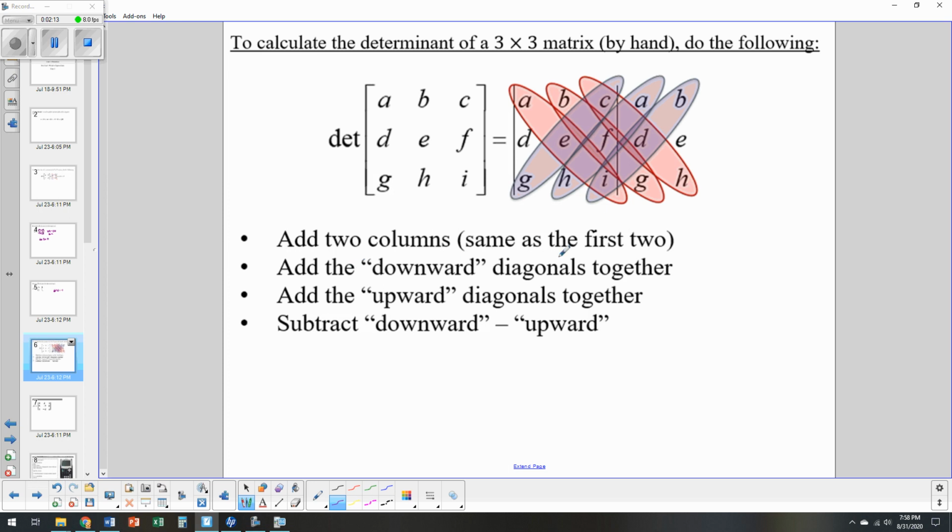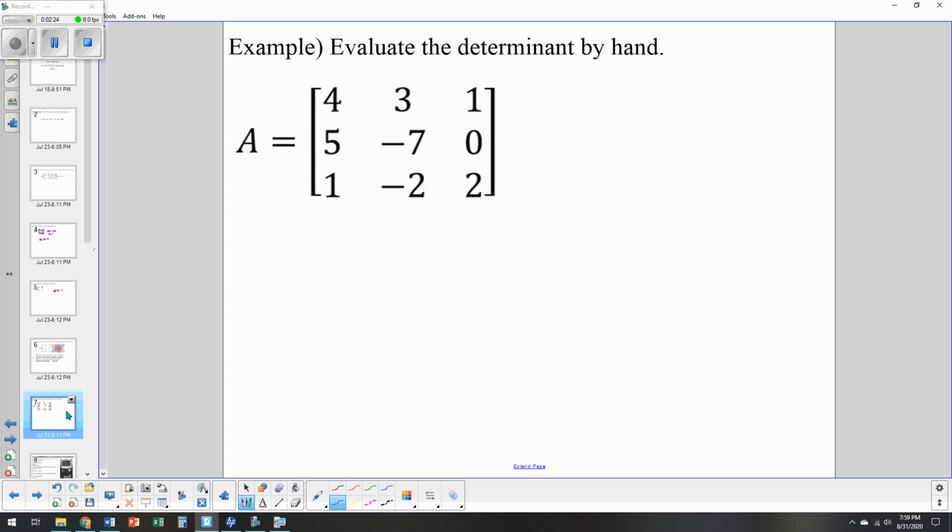We're going to find the sum of the downward diagonals. Then we're going to find the sum of the upward diagonals, and then we're going to take downward minus upward. All right? So here, I'm going to take this column, put it over here. I'm going to take the second column, also put it there. So now I'm going to find each of the downward diagonals. So that's this one here.